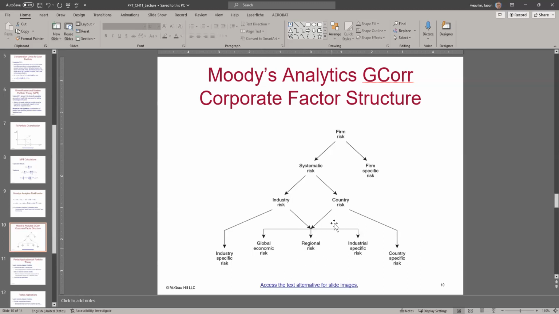You've got regional risks. That will be similar to country in a way, but a region, not necessarily a political border like a country does. So regional is more geographical. And then, of course, any industry-specific risk to the industry. And then country risk is also impacted by these things. But then there's also the country-specific risk.